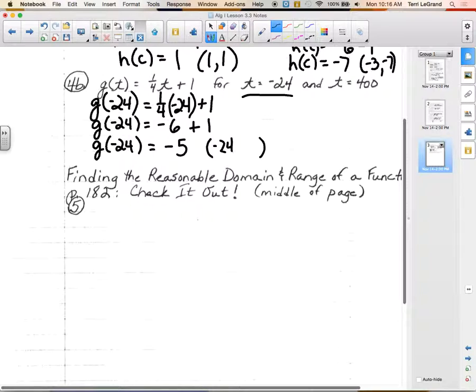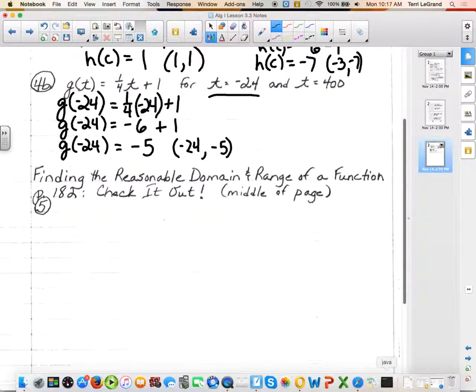-24, our independent variable. The output, -5, the dependent. So -5 was dependent upon what happened when you put -24 in for t, the input. Okay, go ahead and evaluate g at 400 and give your final answer as an ordered pair again. Remember, we're going to write it, I didn't do it last time, but we're going to do this all the time. We're going to get used to this.